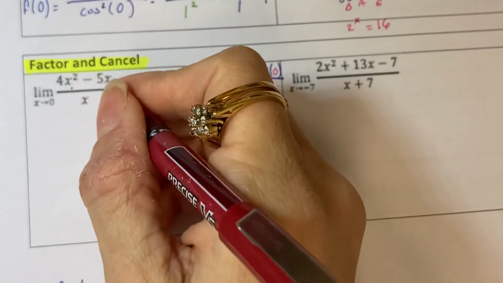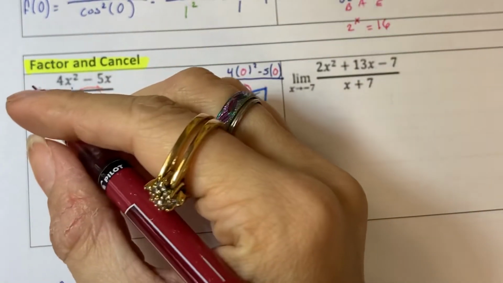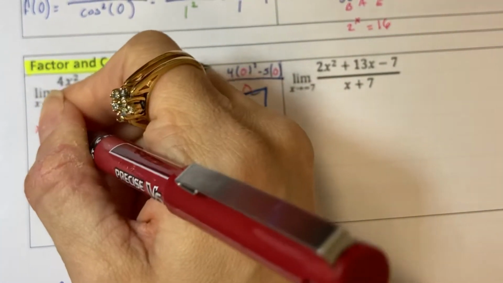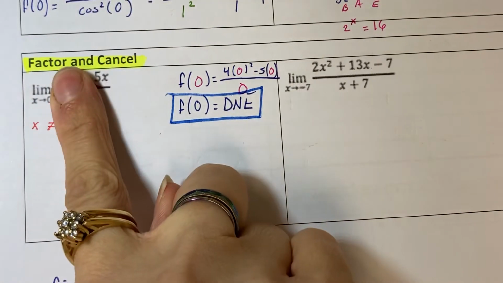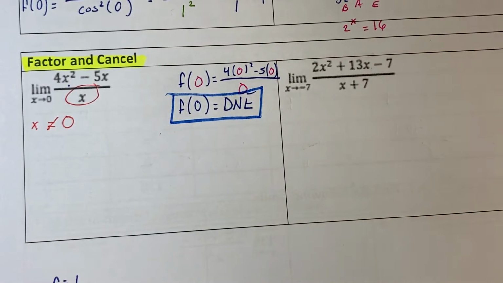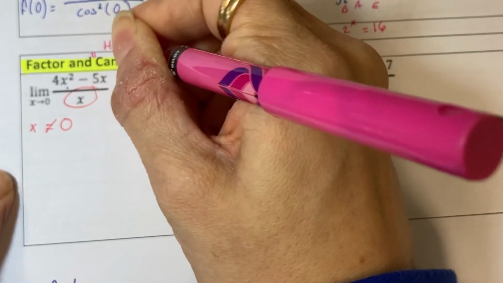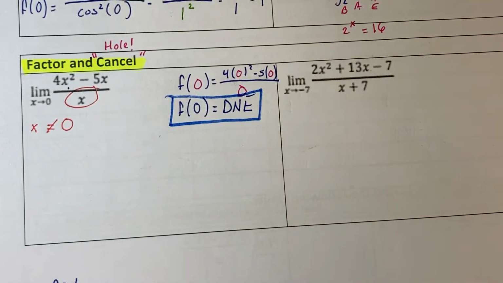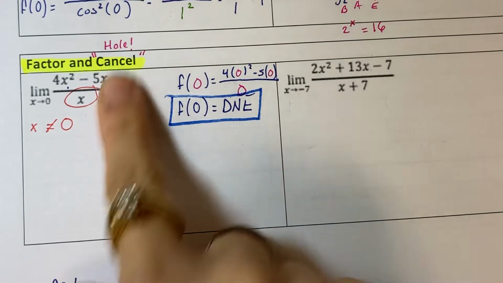Absolutely. We see that we are dividing, and we are dividing by x, so that means that x can't be equal to 0. That is a restriction. Now, we don't know if it's a hole or vertical asymptote until we factor and possibly cancel. So if we can cancel the factor, that tells me we have a hole, and that we'll be able to find the limit. If it can't cancel, then we have to use our calculator.